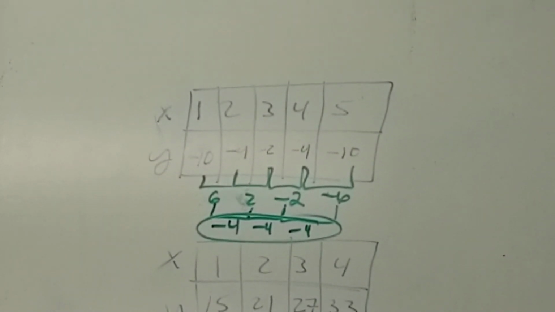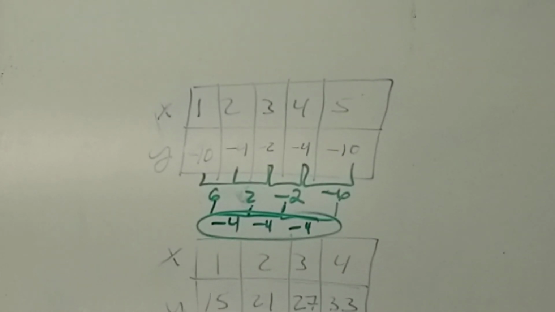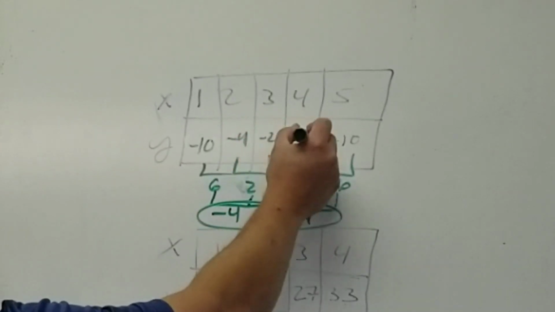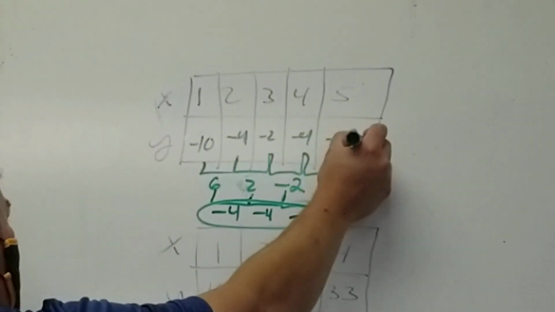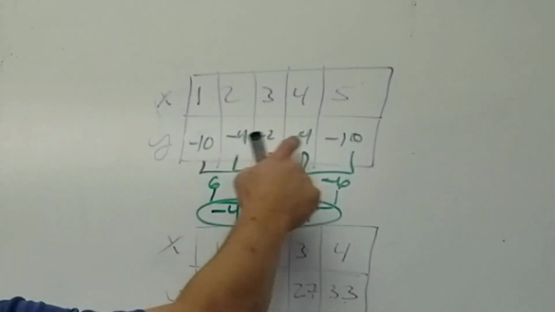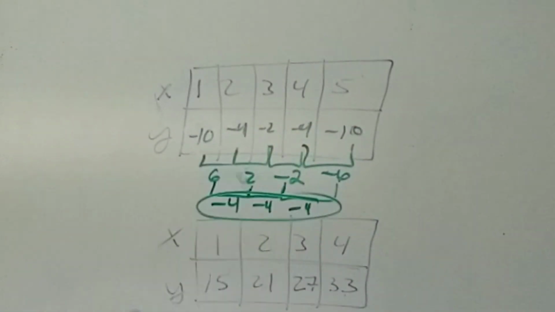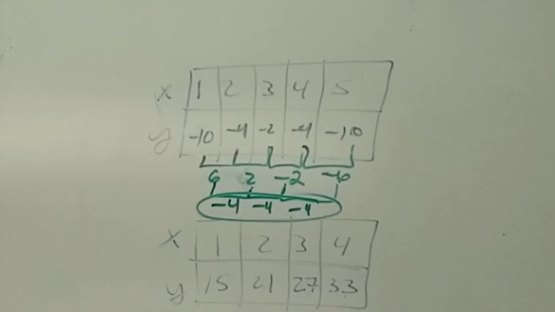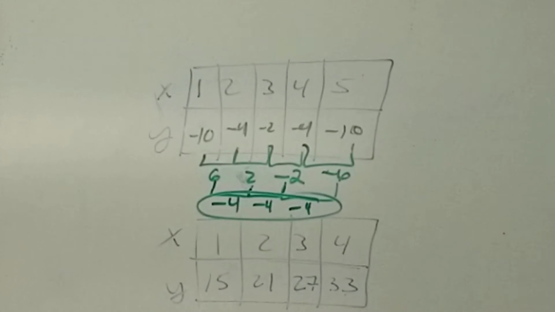What do you think that would graph to be? Think about just the numbers in here. Think about the negative 10, negative 4, negative 2, negative 4, negative 10. What do you notice with the negative 10s and the negative 4s? What do you think it's going to be? Exactly. Remember when we played the game of war? It's going to be symmetrical, isn't it?